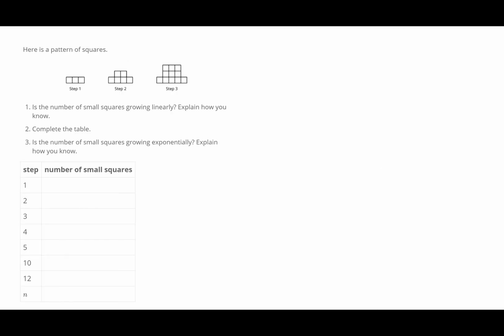All right, we've looked at these 3 steps in a pattern and wrote down what you noticed and what you wondered. You may have noticed that in step 1 there are 3, while step 2 has 6 dots and step 3 has 11 dots. Visually, you may have noticed that there's kind of this middle section that's getting bigger as we go from one step to the next. You can keep that in mind as you are answering the next question. Number 1, is the number of small squares growing linearly? Explain how you know.